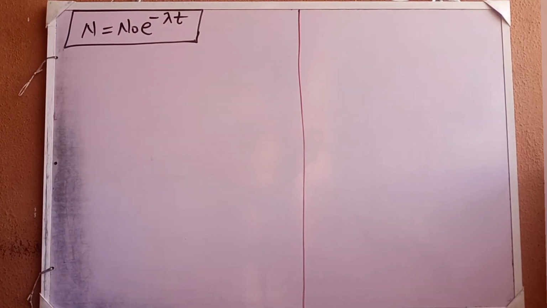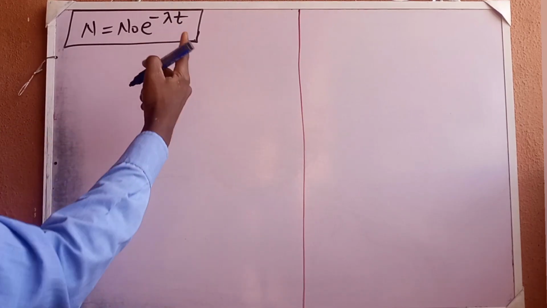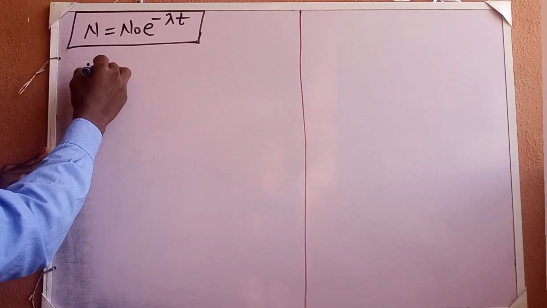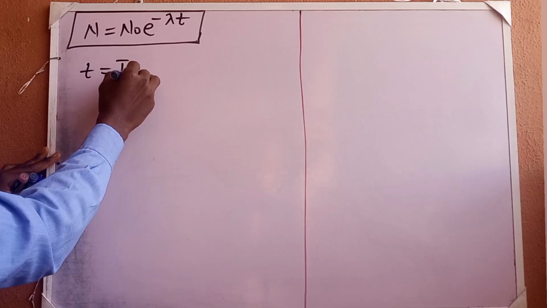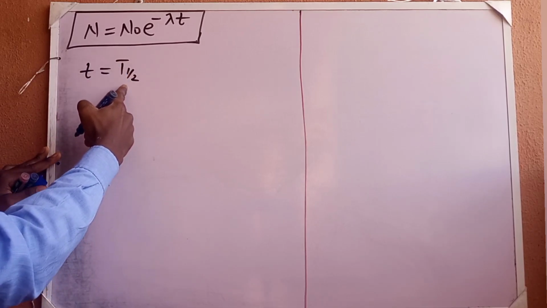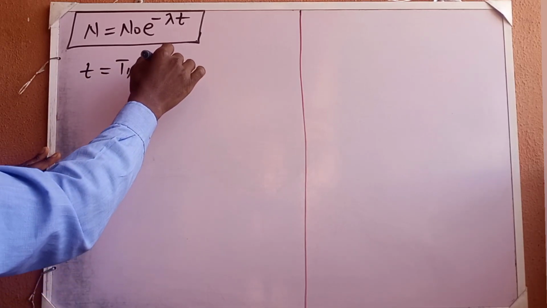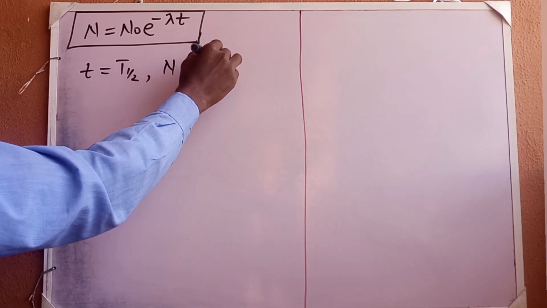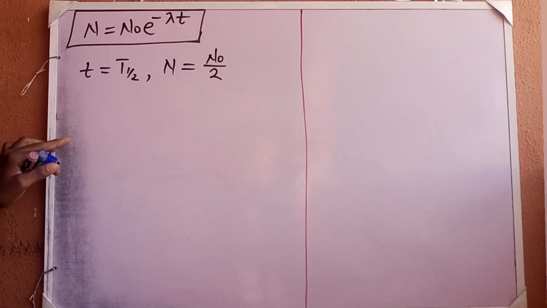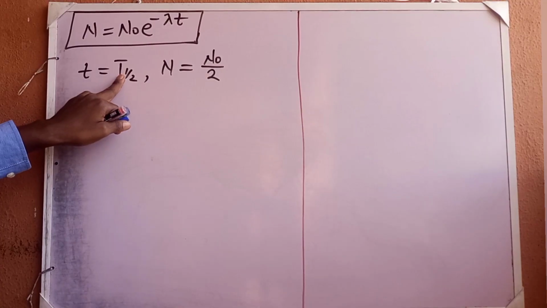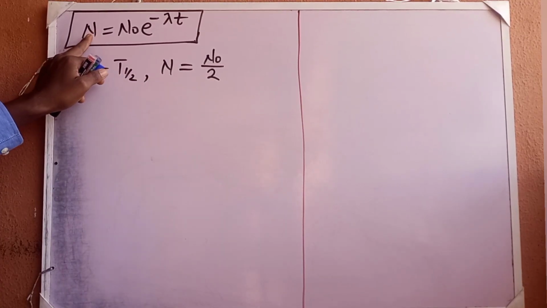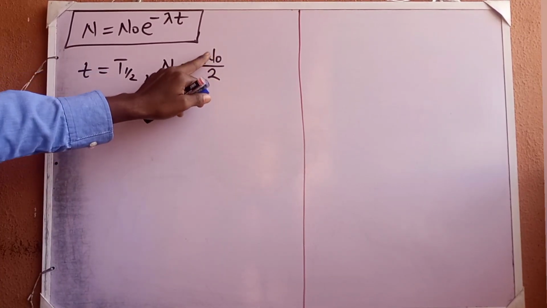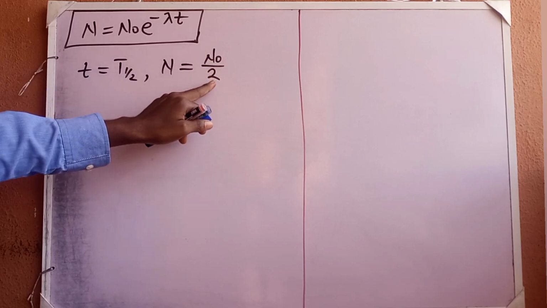Okay. So let's look at this. At t equals half-life, let's look at this condition. At t equals half-life, use t half-life for half-life, right? Then n, the number of atoms remaining, will be n naught over 2. That's when the time corresponds to the half-life, the number of atoms remaining is going to be half of the initial number of the atoms.